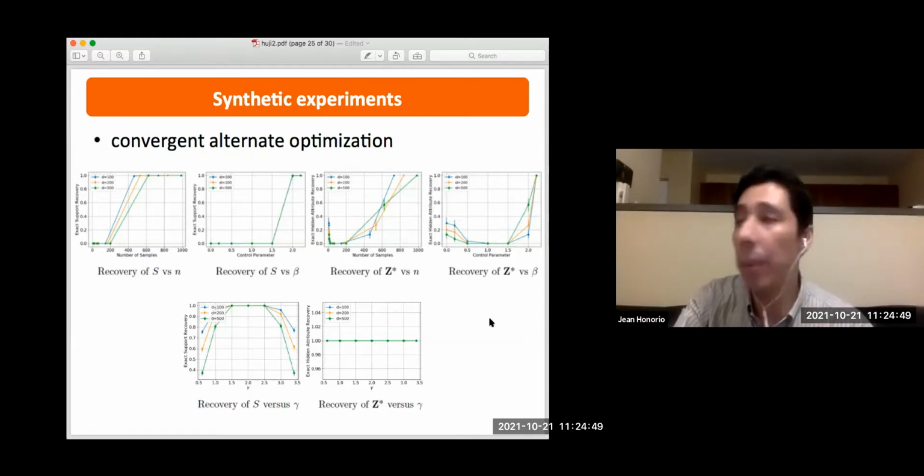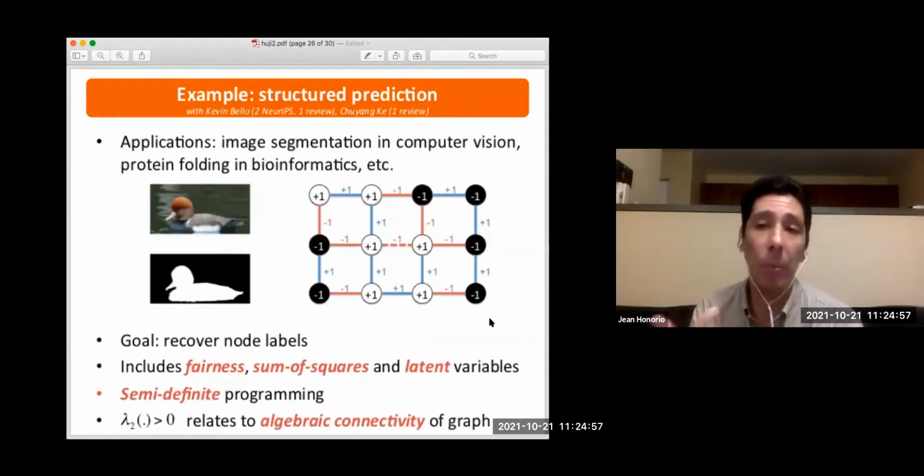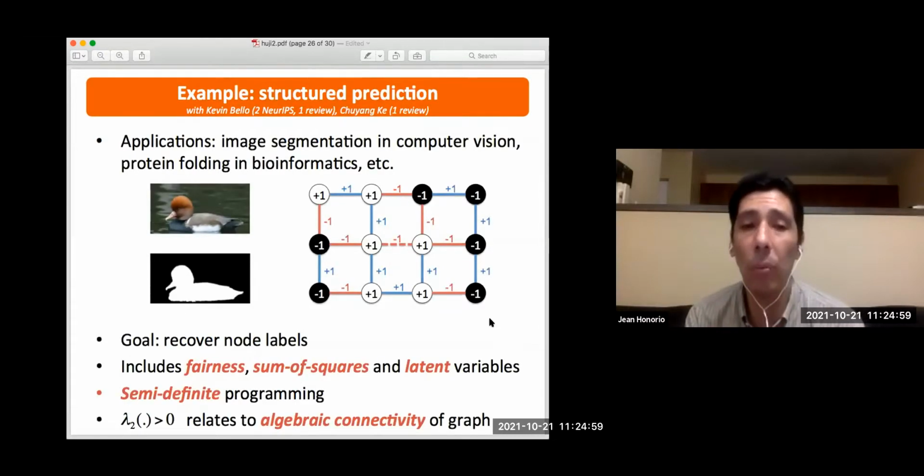Then what I want to mention briefly is that we applied the same thing to many other problems, actually. This is perhaps the most recent work, but we have applied this to structure prediction, and this is a max-cut type of problem. Here the problem is we want to figure out the node labels based on the information on edges, and the edges are generated in a noisy way.